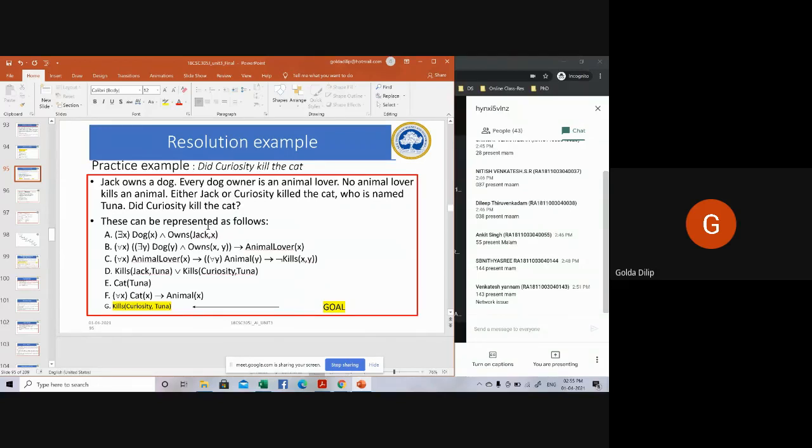Then after you do that, you resolve it. You apply the resolution principle where P and not P get cancelled, and finally you end up with some goal. That's how you go for resolution.